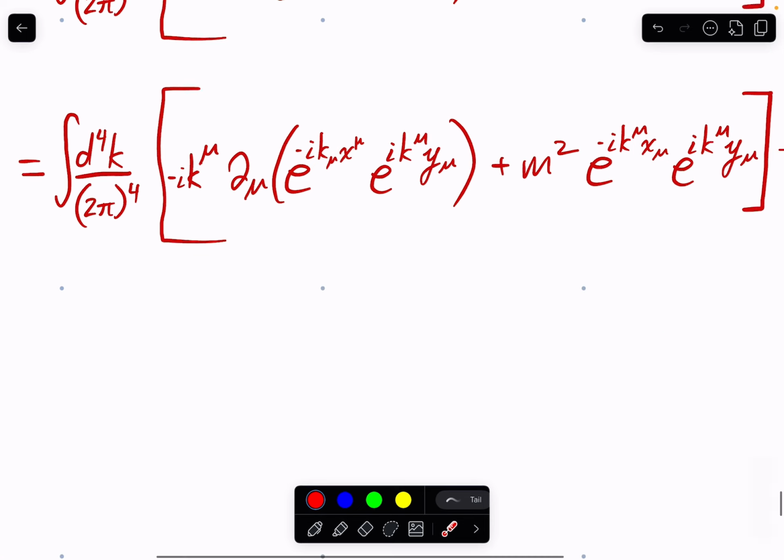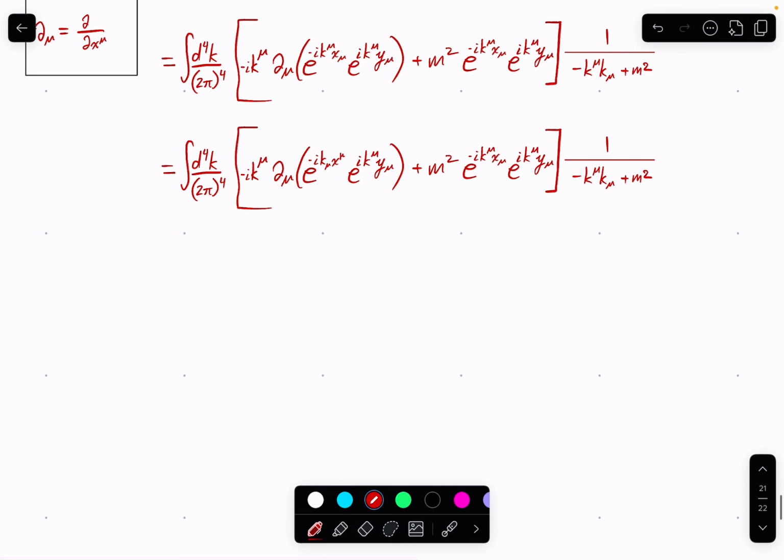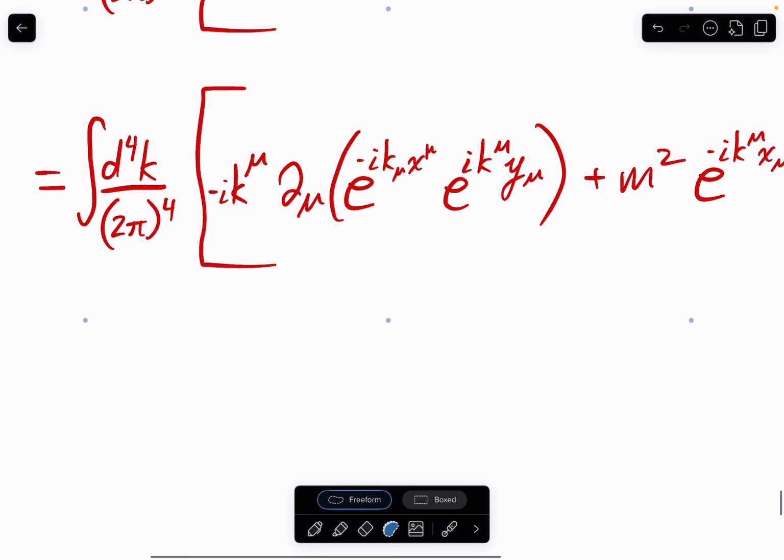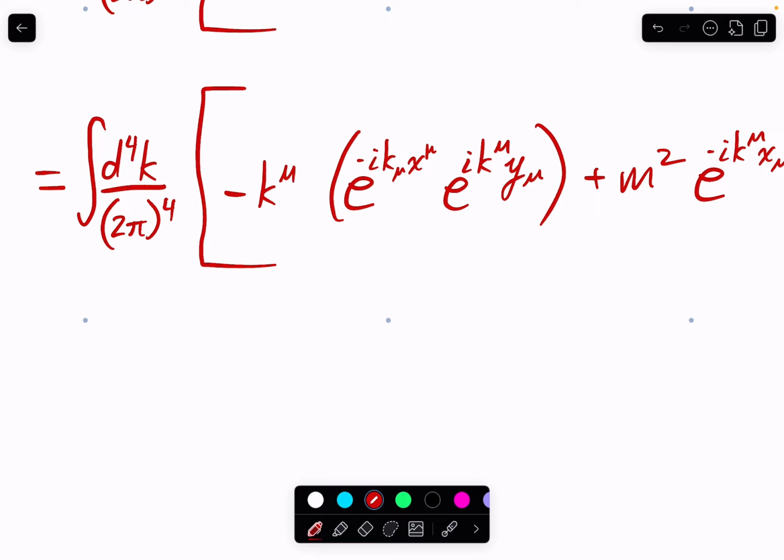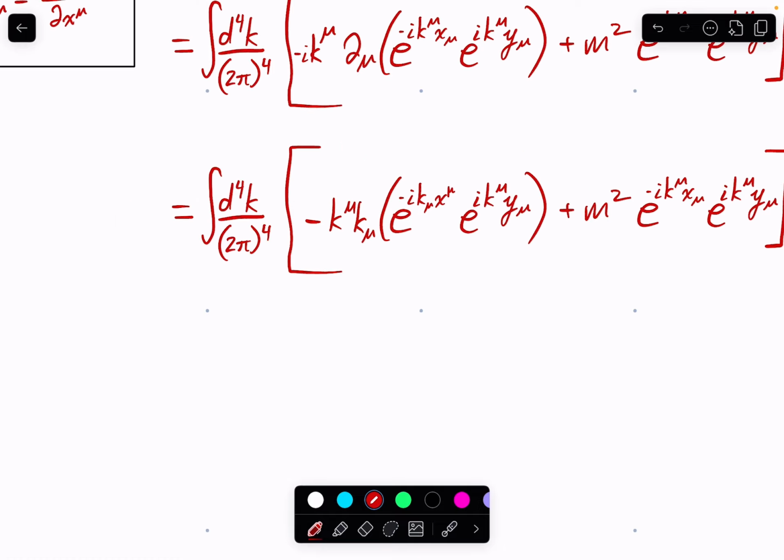And these i's will cancel, or square root of -1. So we get this derivative goes away, and we get another minus i, and then we get k_mu. Well, we can simplify this. The i's will just square and give -1. So we get negative k_mu k^mu.